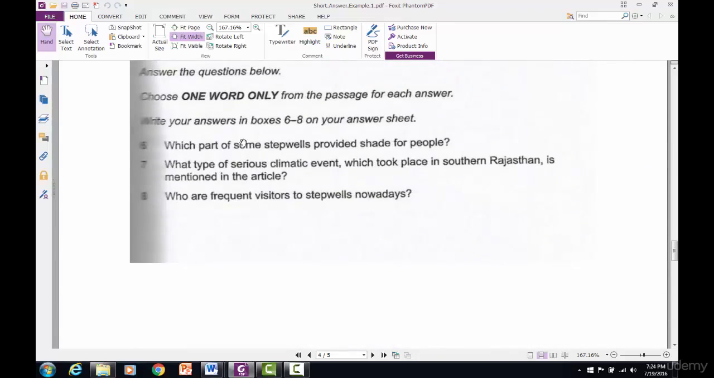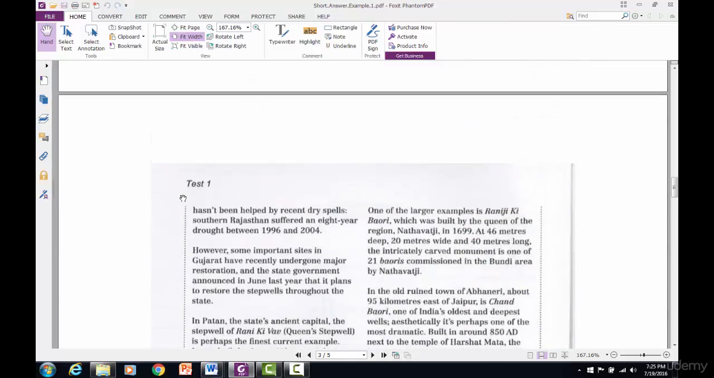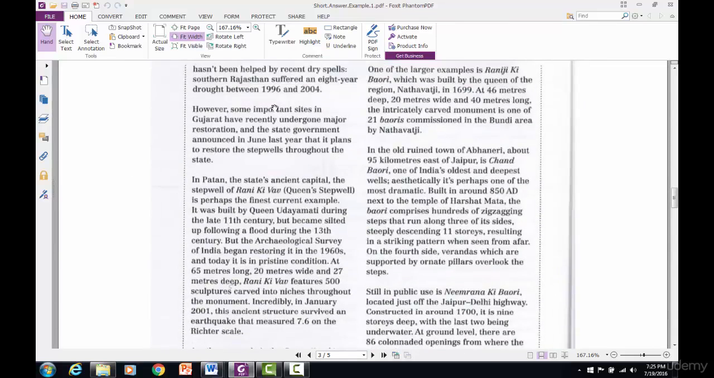And then the next one: who are frequent visitors to step wells nowadays? We need a sentence that's talking about nowadays, and we need to find out who are frequent visitors nowadays. Who? So we're talking about a group of people. That's key. And I know it has to come after the sentence with Southern Rajasthan. So I'm looking for something about who are frequent visitors and nowadays.